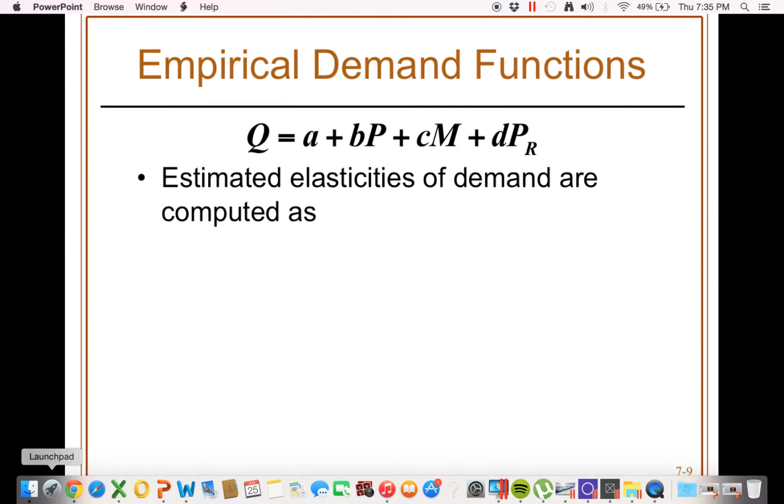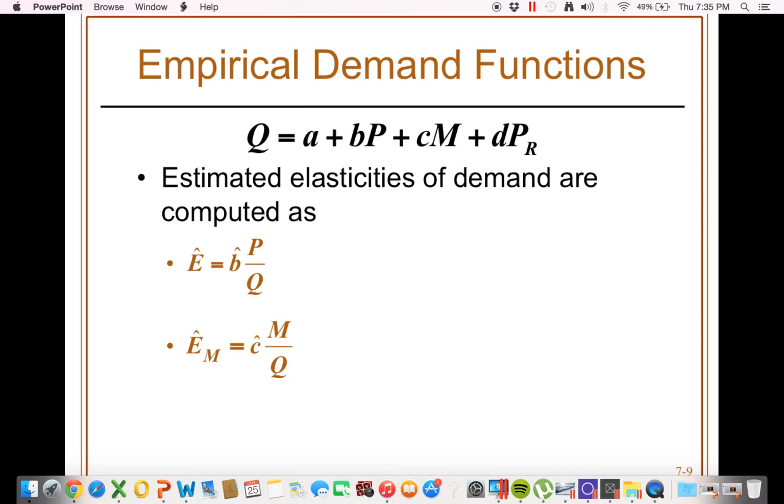Okay, so estimated elasticities of demand are computed as follows. Here, we have our estimated elasticity of demand computed as our B hat multiplied by P over Q. This might seem really confusing. You might feel like, where is this B hat coming from? But let me continue on first.